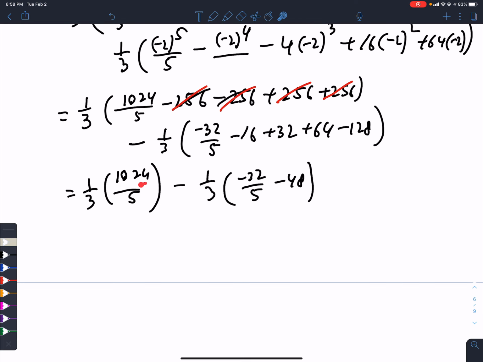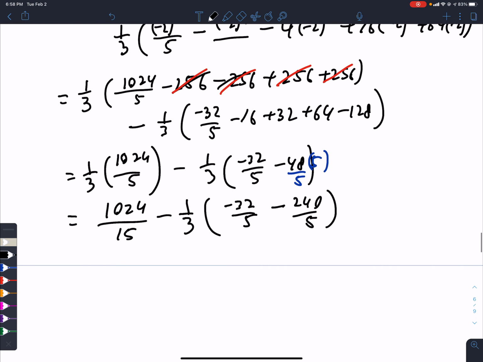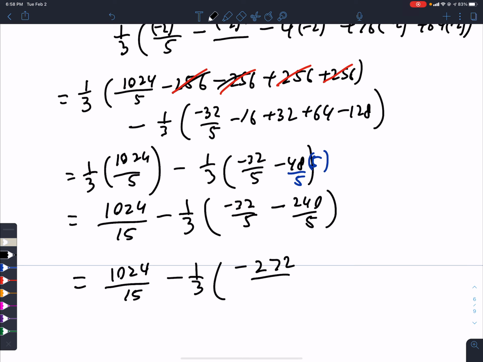Now, this, yeah, it's not divisible by 3. So let me rewrite this now. 1024 over 15 minus 1/3. I need a common denominator of 5, so I'm going to have 5 there and there. That's going to be negative 32 over 5 minus, and so 48 times 5, that's going to give me 240. So I'm going to get negative 272 over 5.